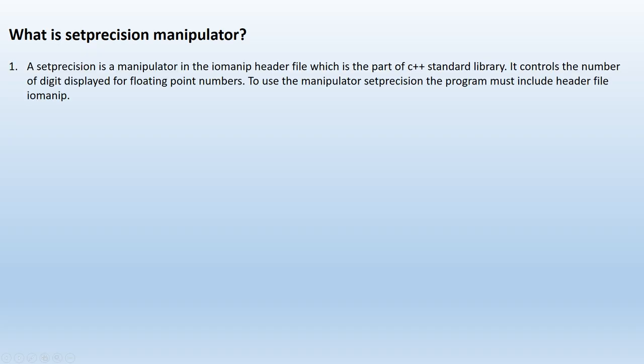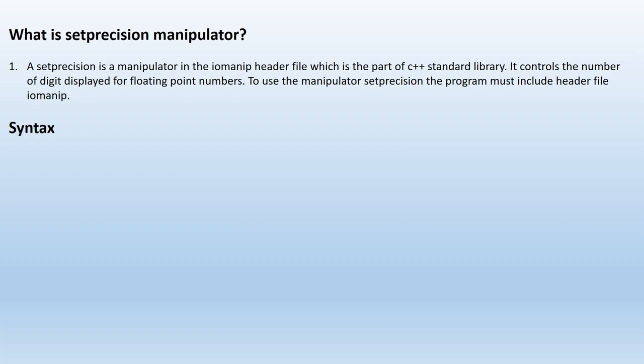What is the setprecision manipulator? A setprecision is a manipulator in the iomanip header file, which is part of the C++ standard library. It controls the number of digits displayed for floating point numbers. To use the manipulator setprecision, the program must include the header file iomanip.